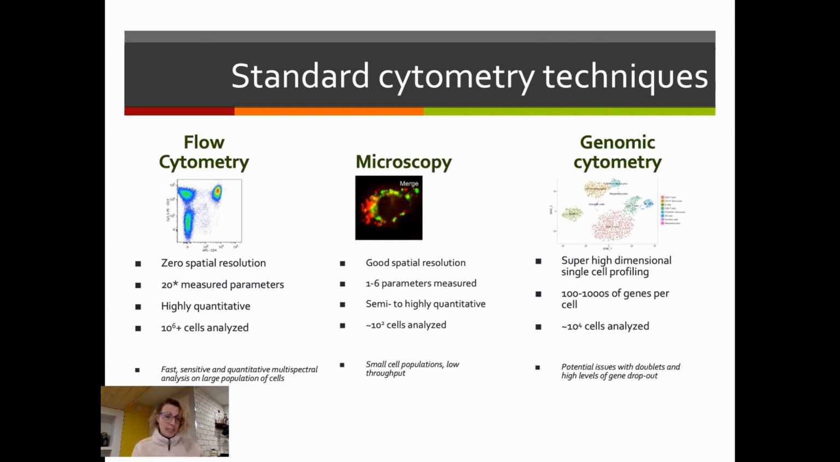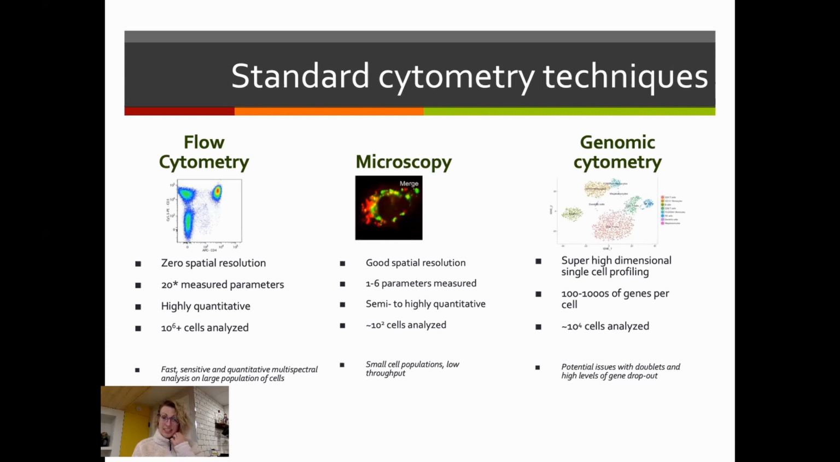So flow cytometry gives you zero spatial resolution. What I mean by this is you can see if your cell expresses a marker or not, but you can't tell where in the cell that marker is expressed. Now, general flow cytometers that you'll find most places can measure about 20 parameters, but we have an asterisk here because this is changing rapidly. Now, this technique is highly quantitative, so you can look at a large number of cells and a lot of things on the individual cells, and you can look at millions of cells in a single sample. So flow cytometry is a fast, sensitive, and quantitative multispectral analysis of a large population of cells.